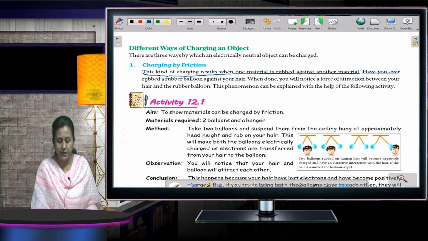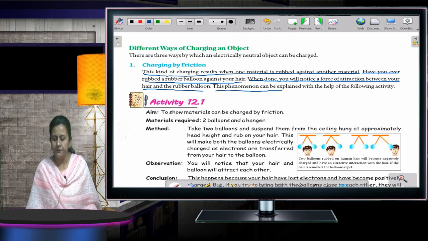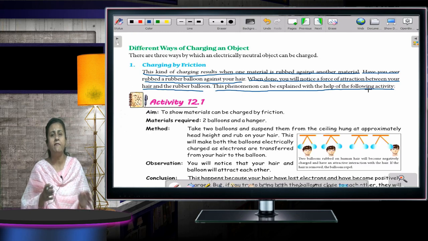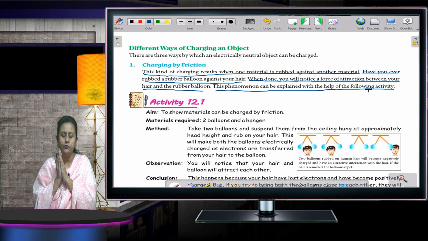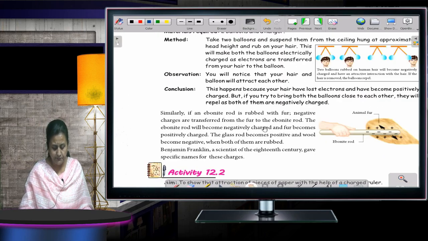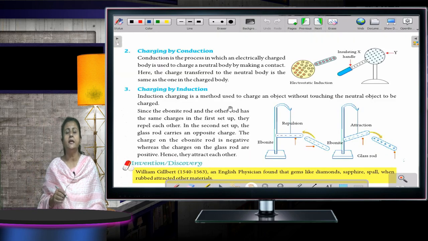Have you ever rubbed a rubber ball against your hair? When done, you will notice a force of attraction between your hair and the rubber ball. This phenomenon can be explained with the help of the following activities. You can just go through them. In case two materials are rubbed against each other, the friction force would be there, due to which the material gets electrically charged. Okay, you can just go through this activity. There is nothing much in it to explain. Just read it. Now the next one is charging by conduction.